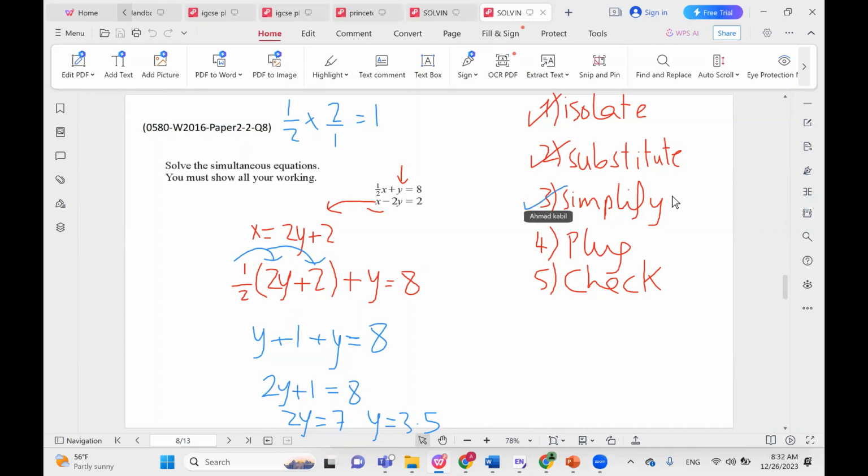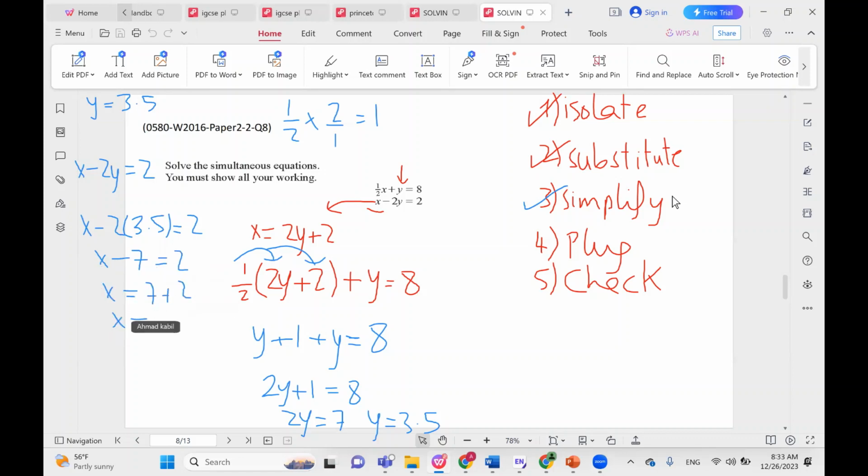Next, we plug and check. So first of all, y equals 3.5, and we want to find the x. So x minus 2y equals 2. x minus 2 times 3.5 equals 2. x minus 7 equals 2. x equals 7 plus 2. And x equals 9.